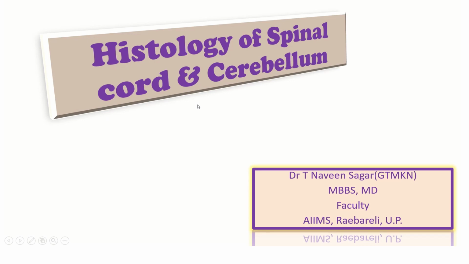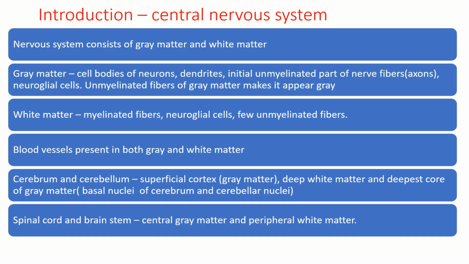Good evening, students. In this session, we'll deal with the histology of the spinal cord. Within the central nervous system, we are going to study three major structures: one is the spinal cord, the other will be the cerebellar cortex, and the other will be the cerebral cortex. In this particular session, we'll be dealing with the histology of the spinal cord.